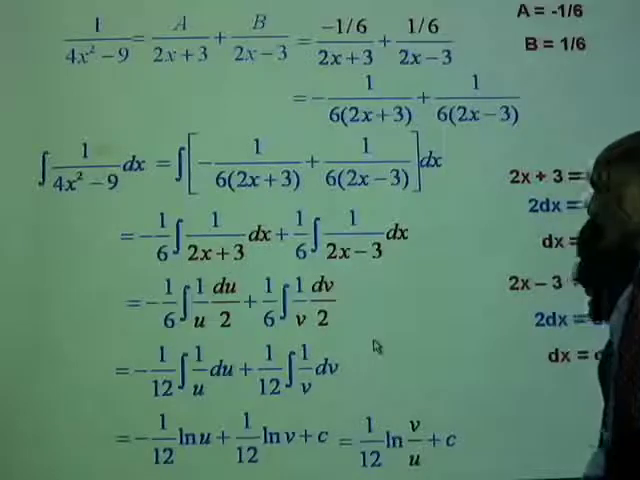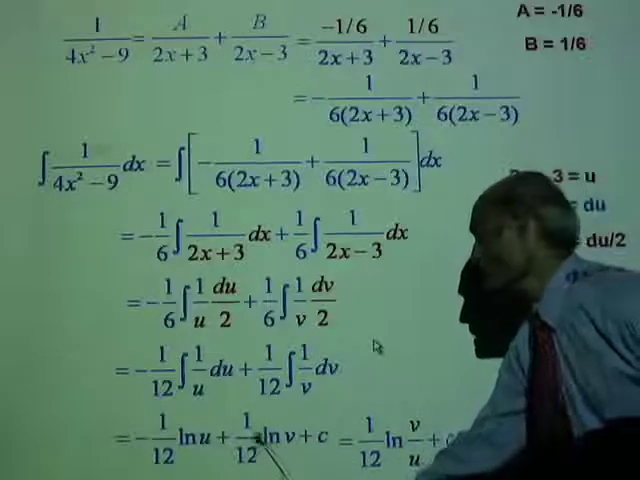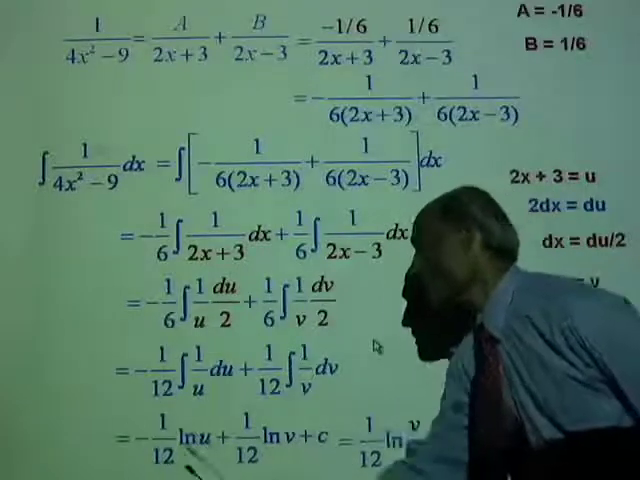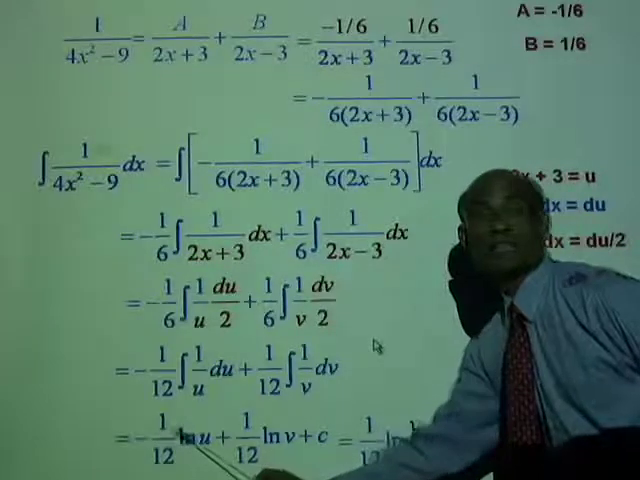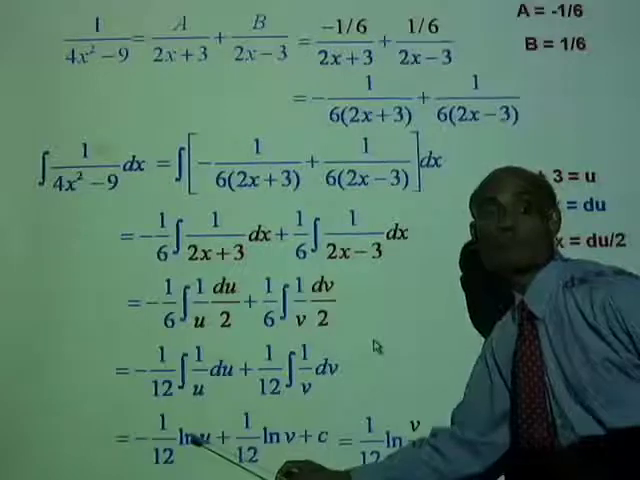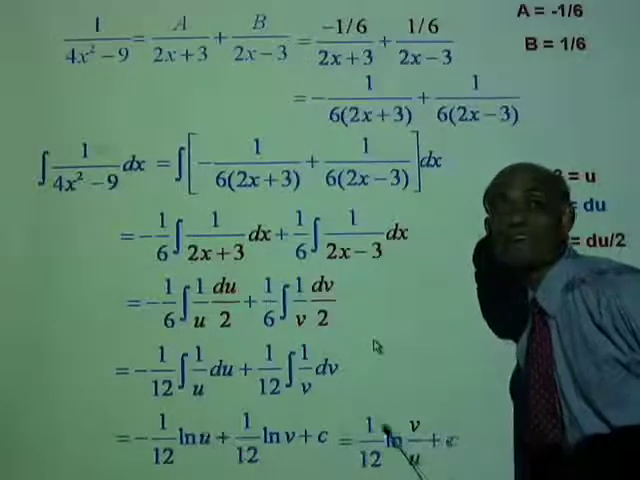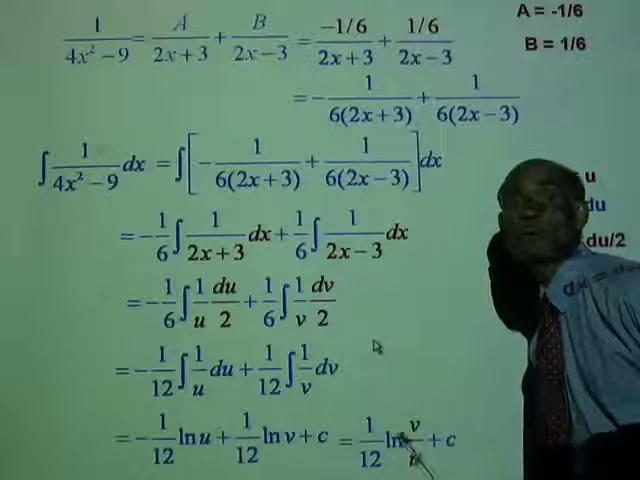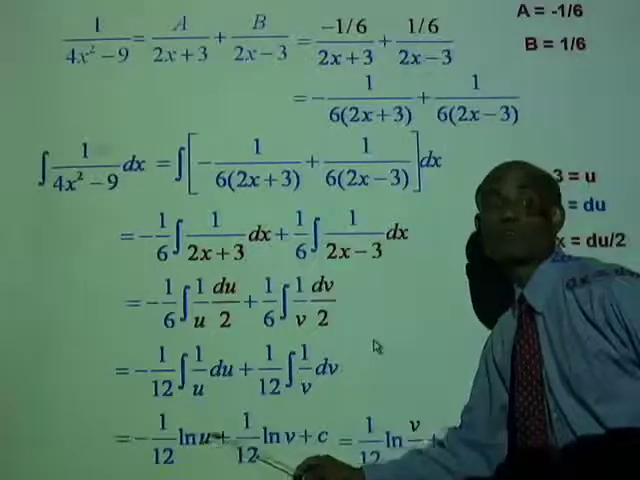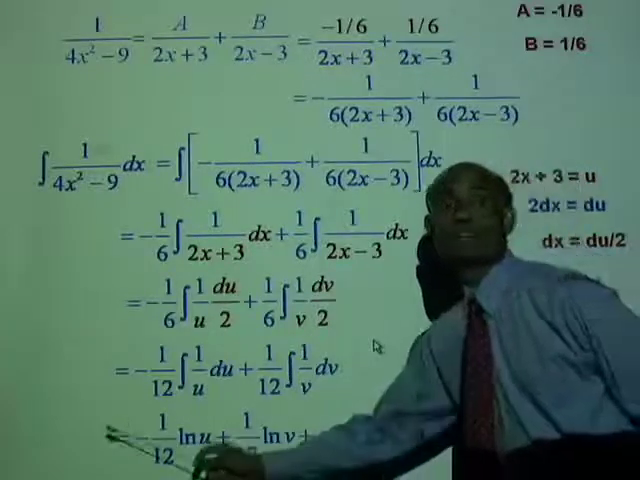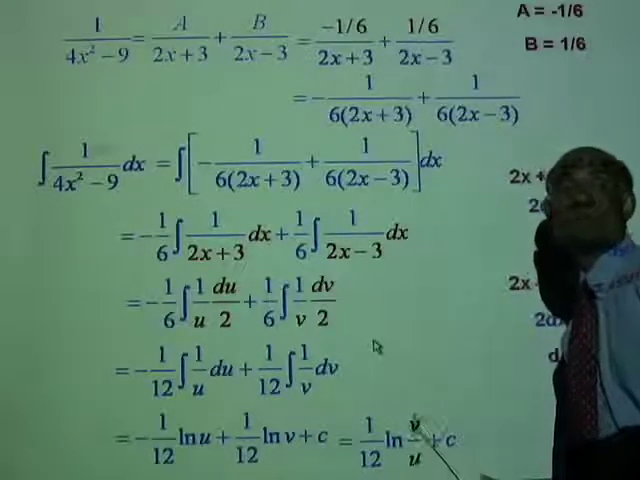Can you figure out how that came out? Well, you can take out a 1/12 outside, and the negative term will be negative ln u plus ln v. Remember, ln v minus ln u is ln of v over u. ln of v over u is ln v minus ln u. And the 1/12 has come out. So it will be 1 over 12 ln v over u plus c.